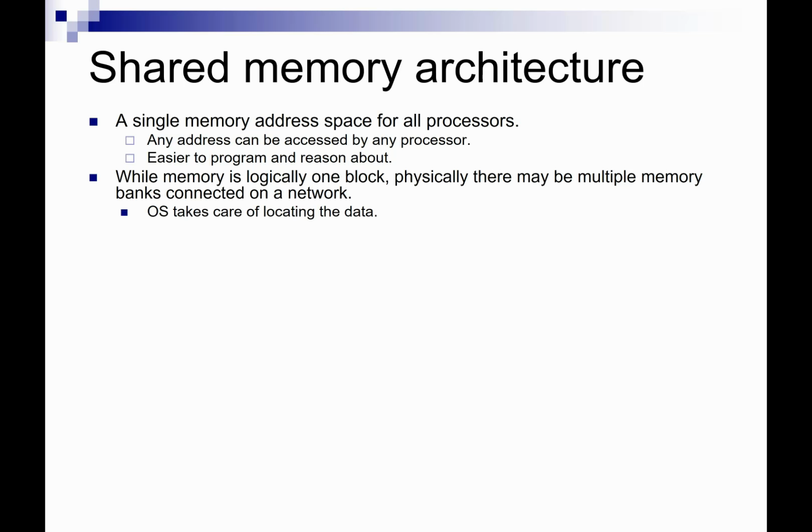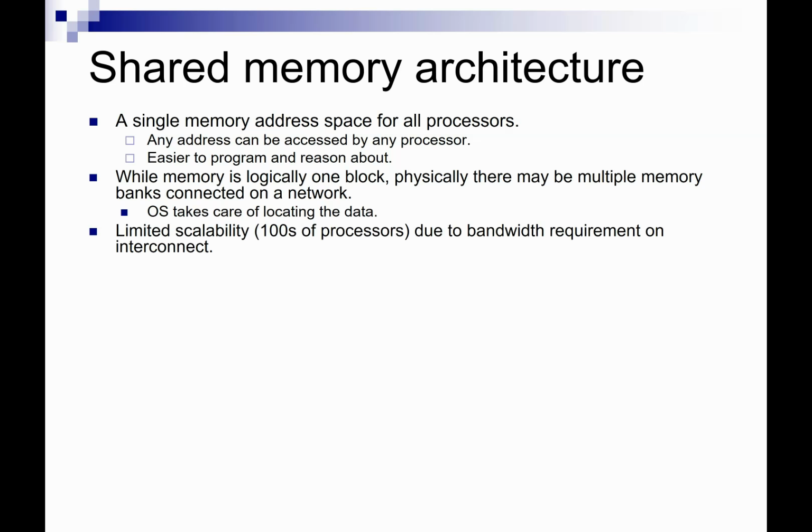Now, in practice, when you actually implement one of these shared memory architectures, even though logically all of the memory is together in one address space, you can actually implement it physically using multiple memory blocks. Each memory location address would be located in one of these blocks, and the operating system would take care of finding which block of memory has the data.